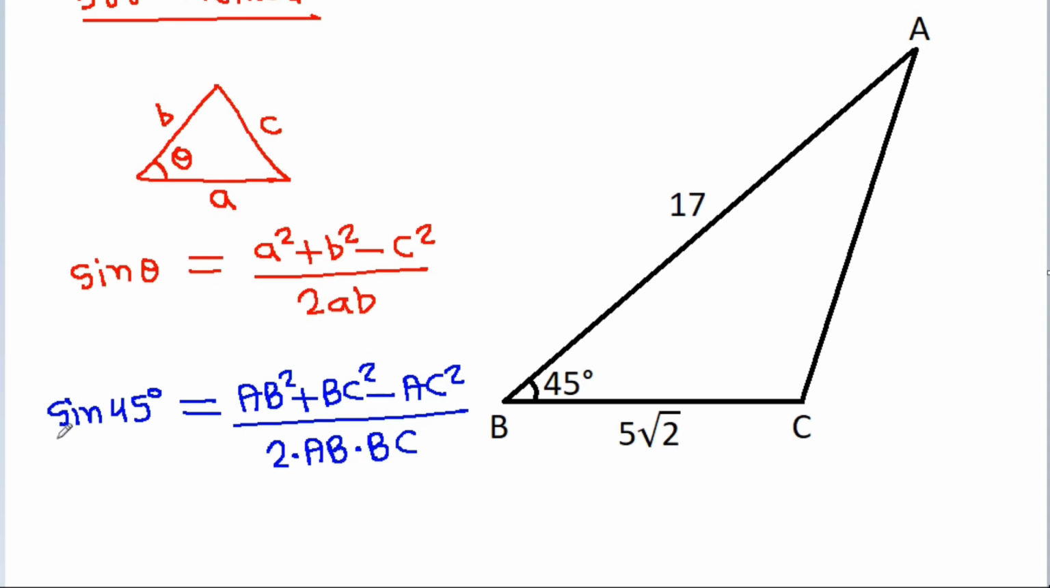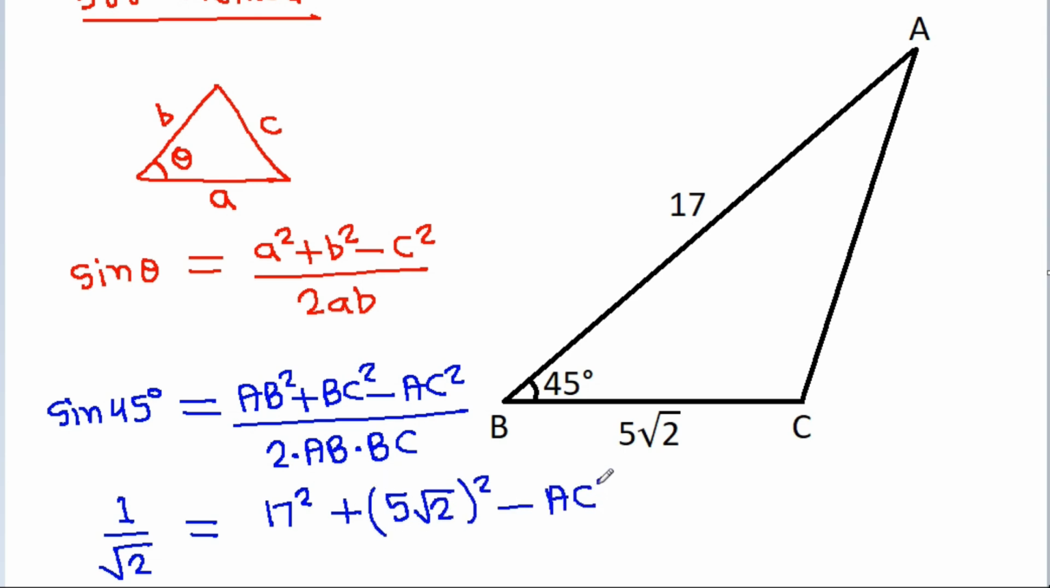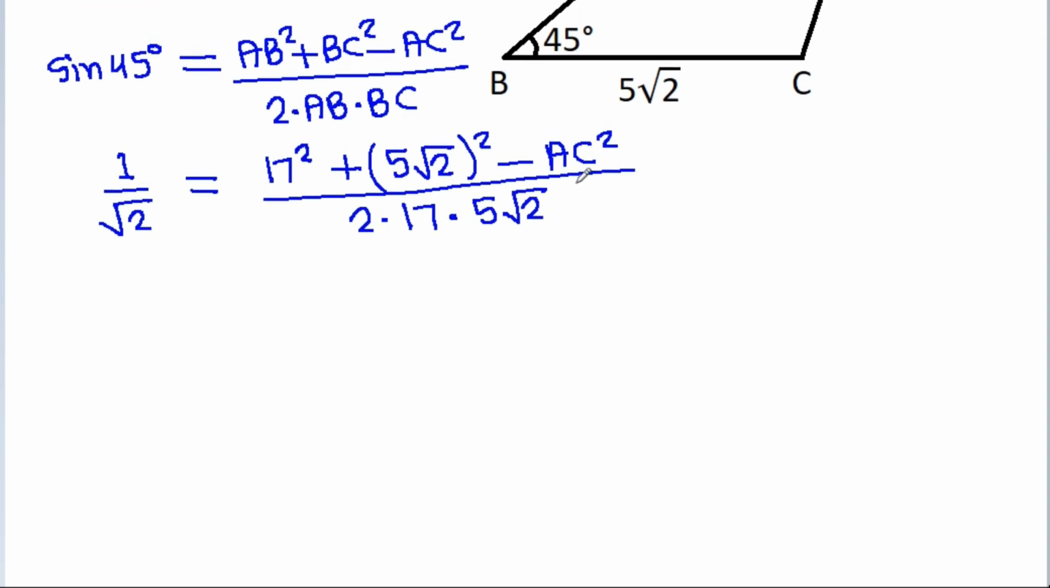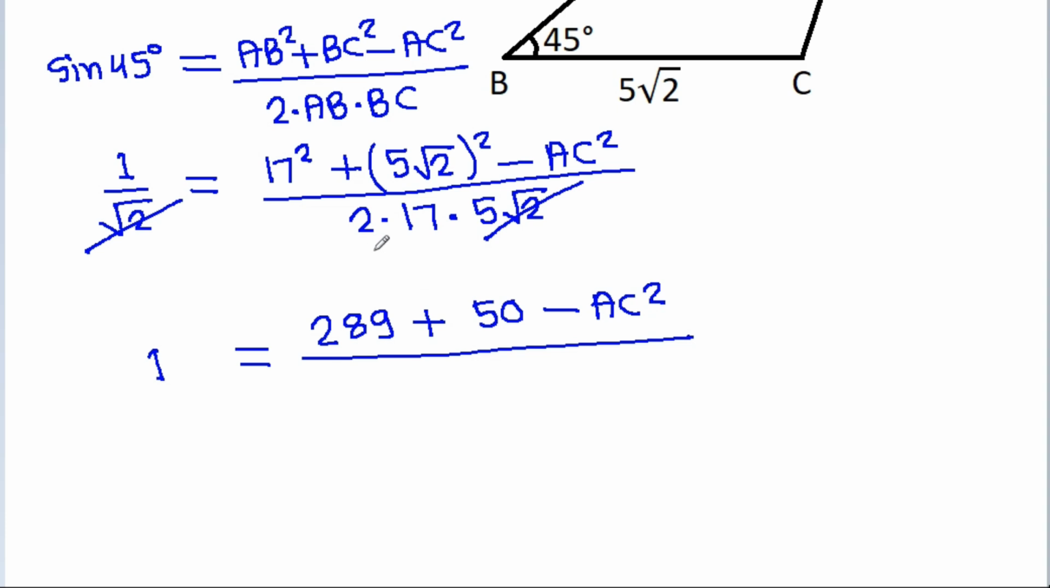And sine 45 degree is 1 by a square root of 2. It is equal to AB, 17 square, plus BC, 5 times a square root of 2 square, minus AC square, by 2 times AB, 17, times BC, 5 times a square root of 2. And a square root of 2 will get cancelled. So 1 is equal to 289 plus 50 minus AC square by, and 2 times 5 is 10 times 17 is 170.